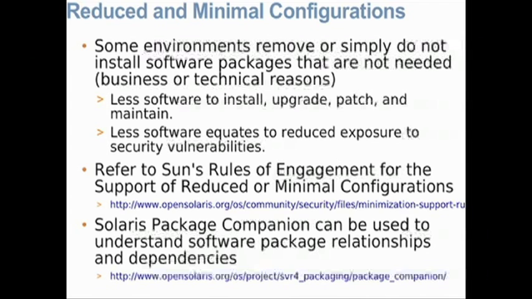So minimization, because of the way the packaging system works in Solaris 10 and before, can be complex. There's a set of guidelines that URLs run off, and it says minimization support rules, and I think it's got .txt on the end. There's also a Solaris packaging companion that will help you work out the dependency relationships, because the existing packaging system in Solaris 10 is not particularly good in the installer at actually being able to resolve the dependencies.